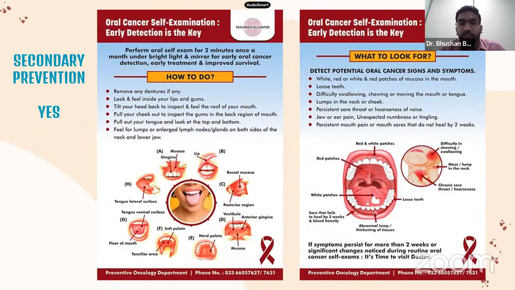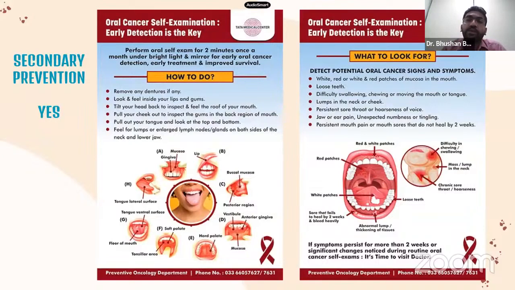What to look for is very important. What should be a red flag sign for cancer is either a red patch or a white patch. These two patches are the first signs of cancer. If you have a white patch which is not going away, please consult a doctor immediately. If you have a red patch, it is a higher risk of cancer compared to a white patch. Go to a doctor and get it removed before it turns into cancer.